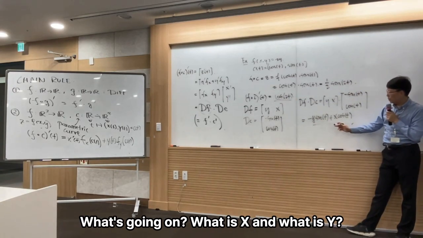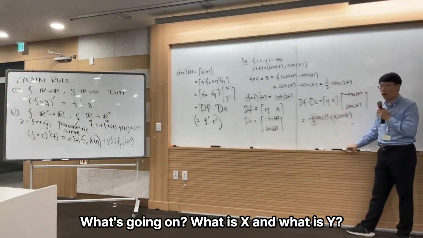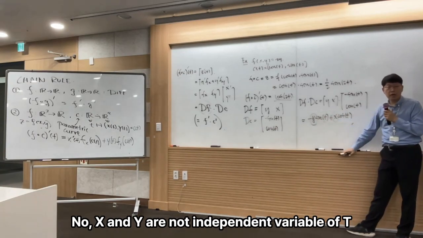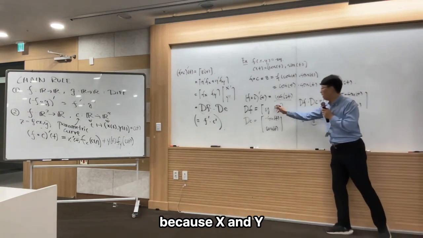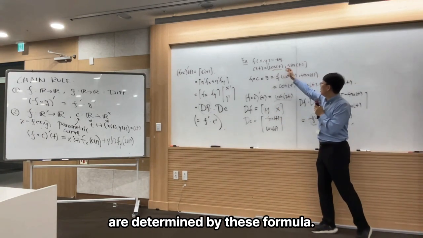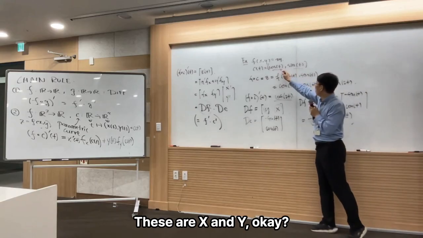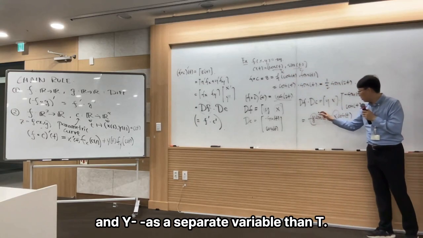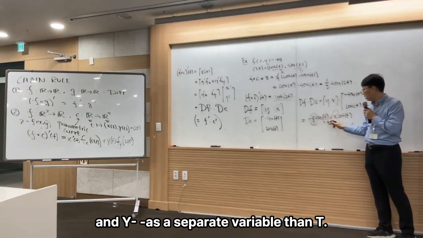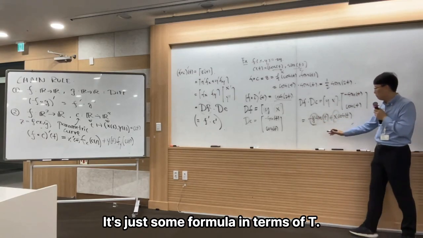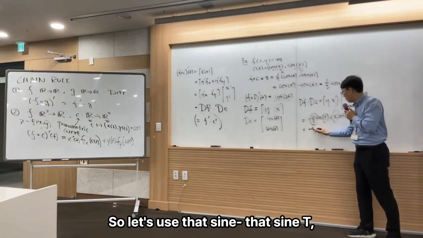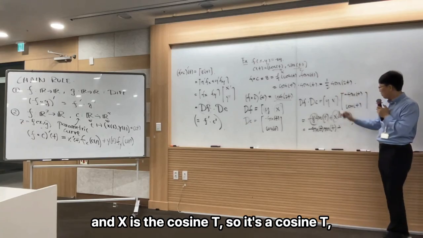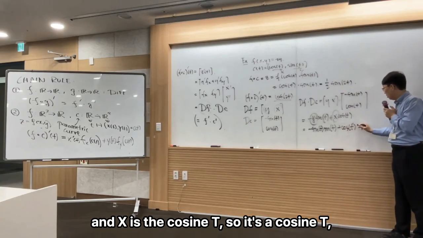What's wrong here? What's going on? What is x and what is y? Are they independent of t? No, x and y are not independent variables of t, because x and y are determined by these formulas. These are x and y. So you cannot think of x and y as separate variables from t. They're just some formulas in terms of t. So let's use that. y is sine t, so sine t times sine t. And x is cosine t, so it's cosine t times cosine t.